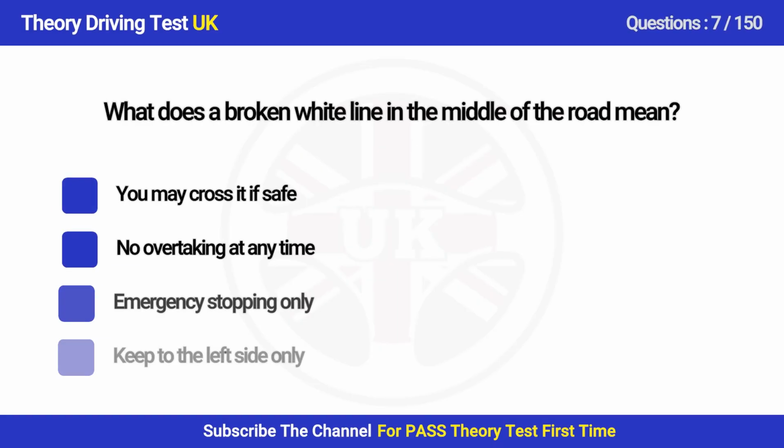Question 7. What does a broken white line in the middle of the road mean? A. You may cross it if safe. B. No overtaking at any time. C. Emergency stopping only. D. Keep to the left side only.